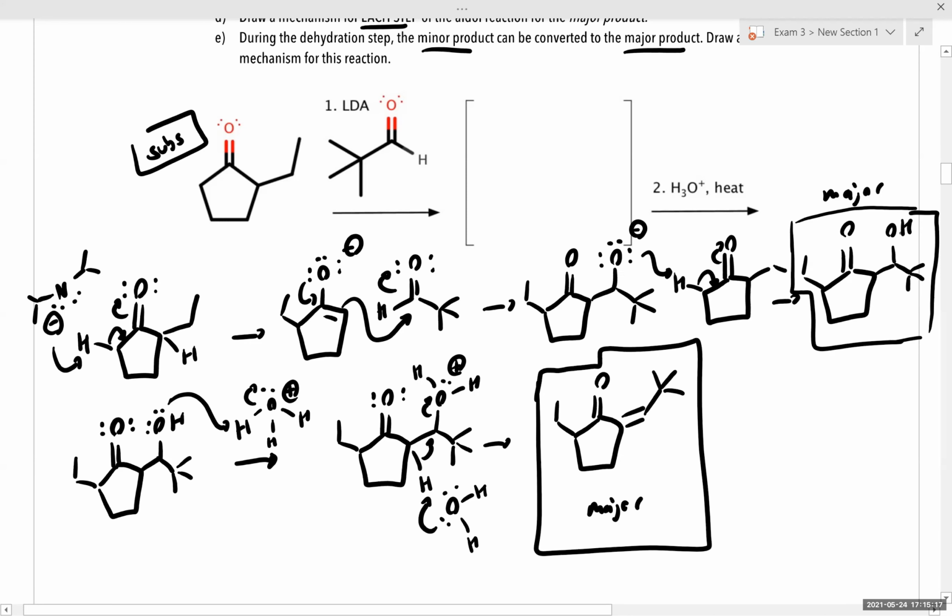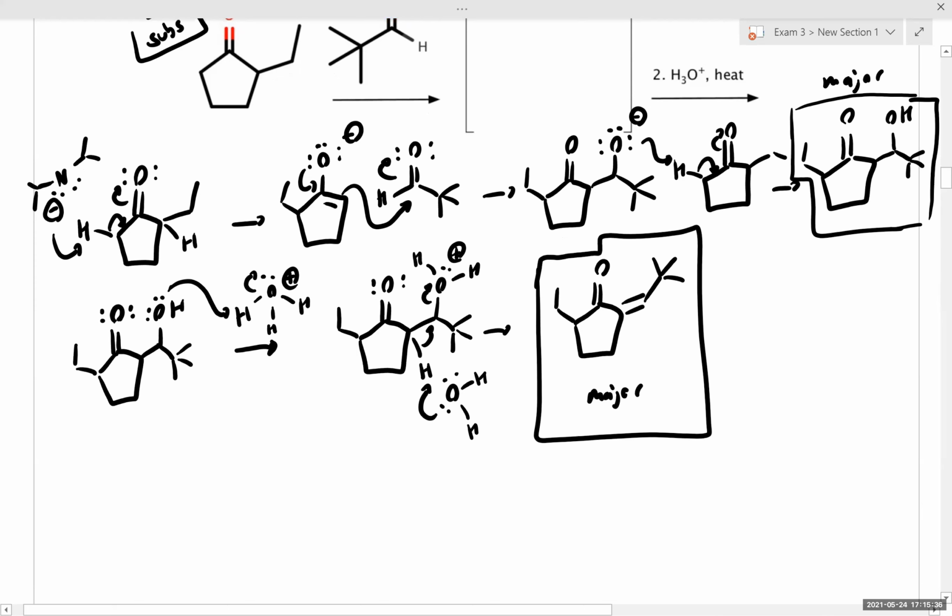Does this reaction sequence so far make sense? Any questions so far?